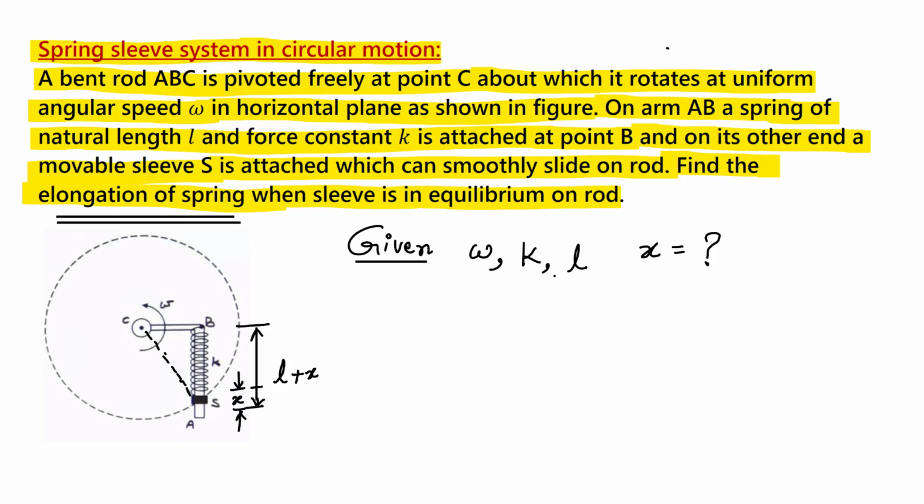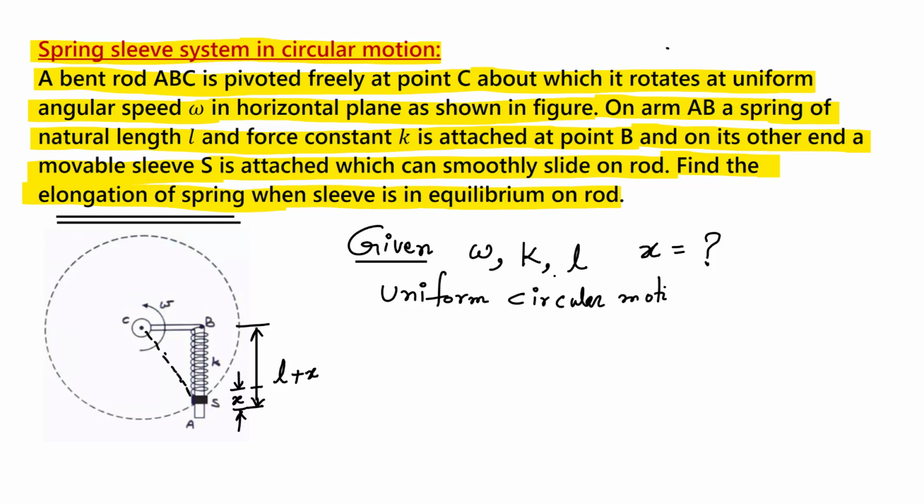So how will you solve? You write two equations, one equation for circular motion along the tangential direction, and another along the radial direction. You know this is a uniform circular motion. This is given in the problem, that it is uniform circular motion.